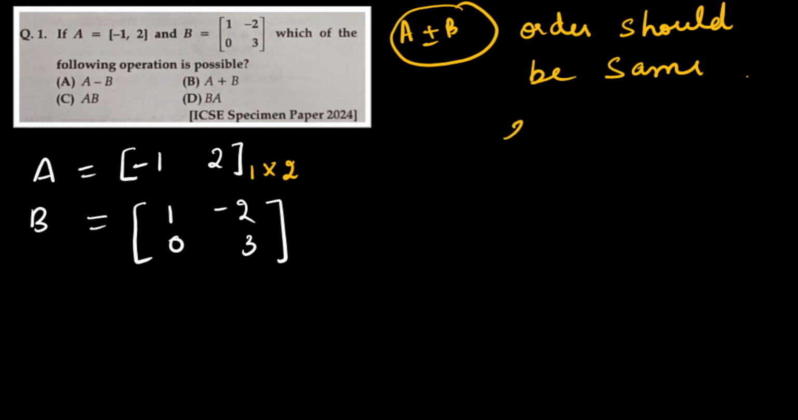Remember RC: rows into columns is how we write the order. Then the order of the second one is 2 by 2. So the order is not the same, so the first option is not correct, and the second is also not correct, because addition and subtraction is not possible.